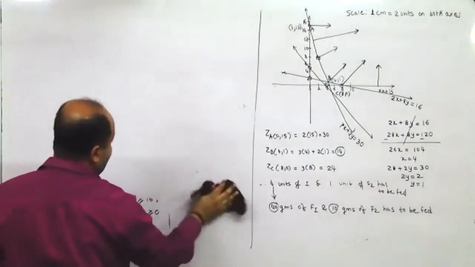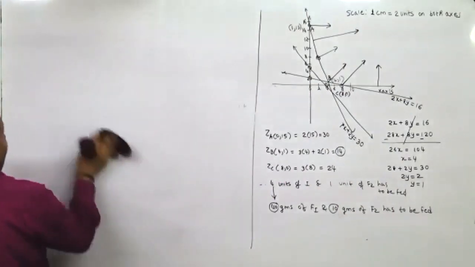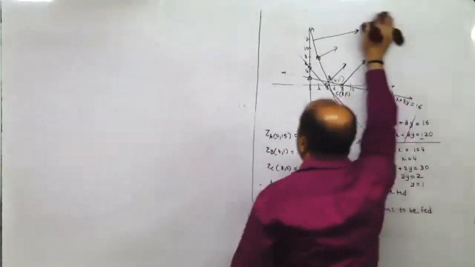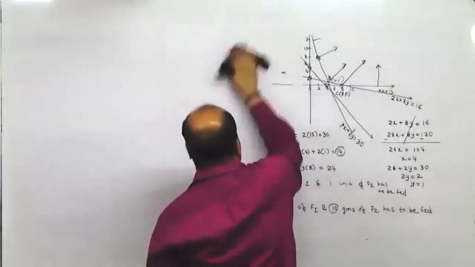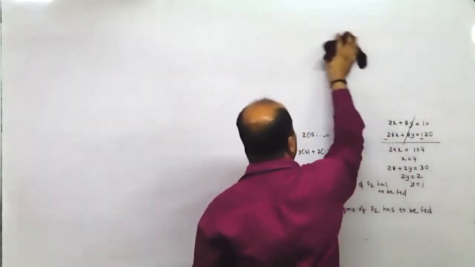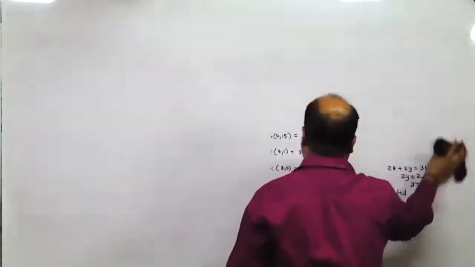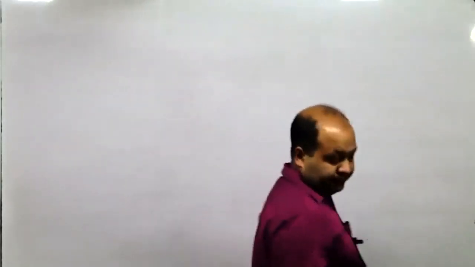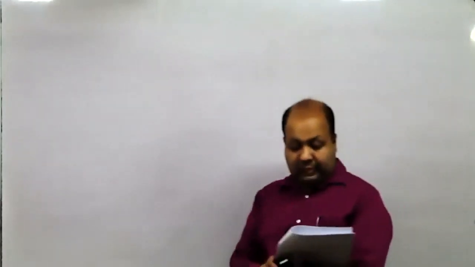Tomorrow I'll be taking up regression. Tomorrow there will be more children. More children because regression, many children would come. Time would be same, 7 to 9.